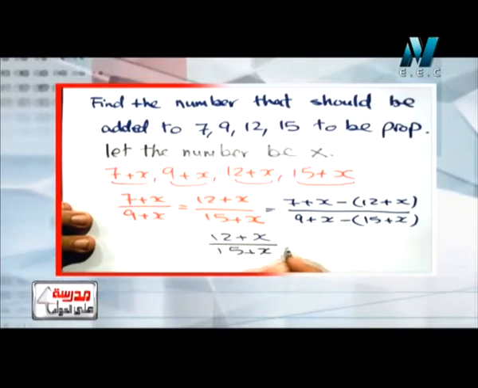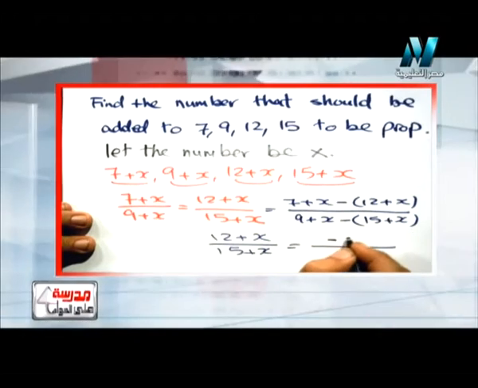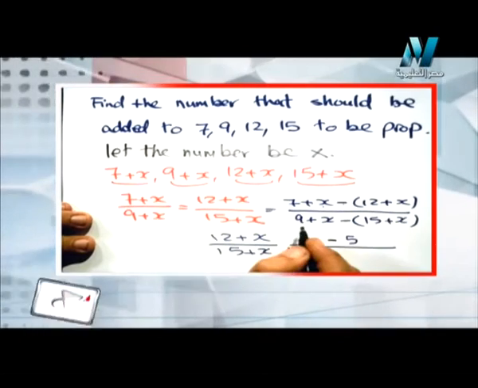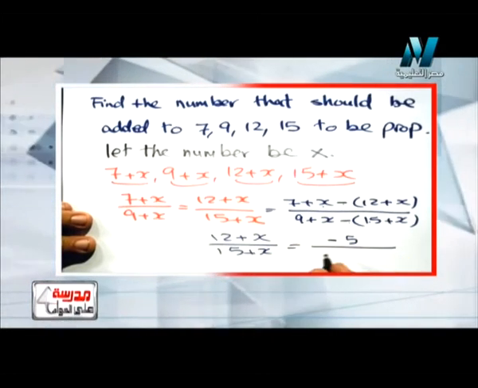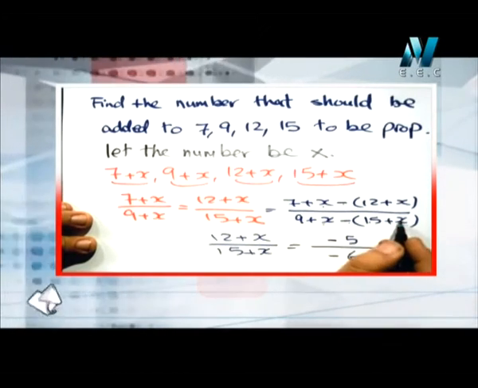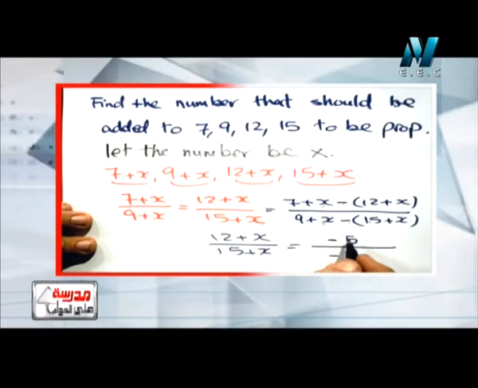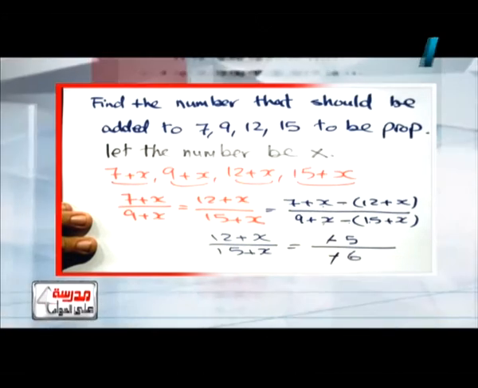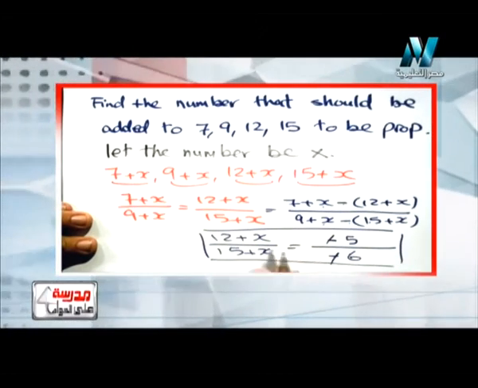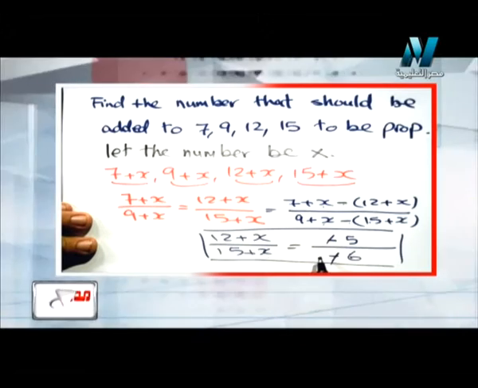I'm going to simplify. So 7 minus 12, the answer here is negative 5, and x minus x, they vanish together. And here is 9 minus 15, and the answer here is negative 6. And x minus x, they vanish together. So we have negative 5 over negative 6, or it's 5 over 6. Now it's simple to solve this proportion to find the value of x. I'm going to use the same property, which is the cross multiplication property.